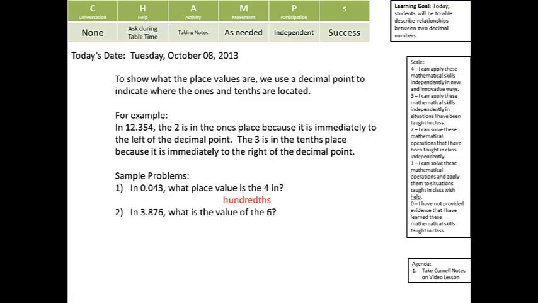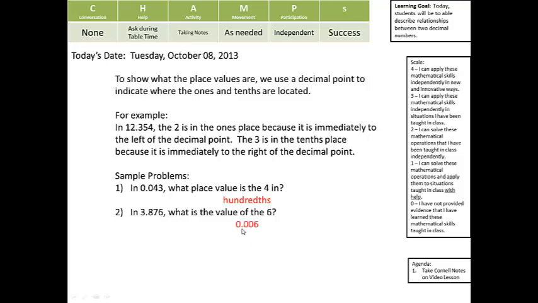In our second question, we want to know what the value is of the 6 in the number 3 and 876 thousandths. Again, the 6 is in the thousandths place, so we know that we're going to call it 876 thousandths. So we want to know what the value of that 6 is. Since it's in the thousandths place, we're going to say that the value is 6 thousandths.